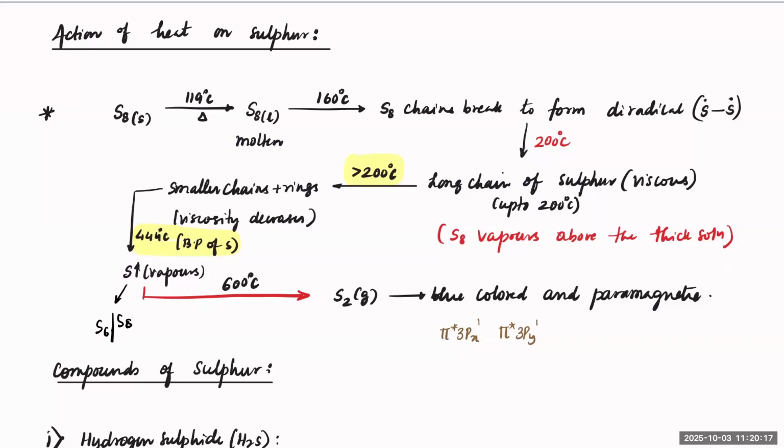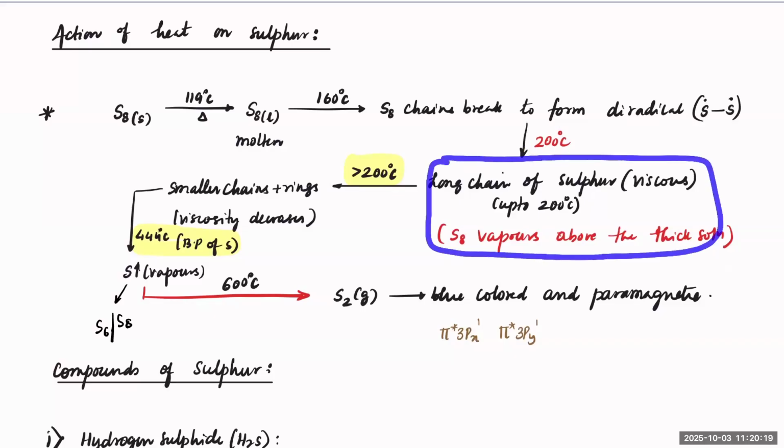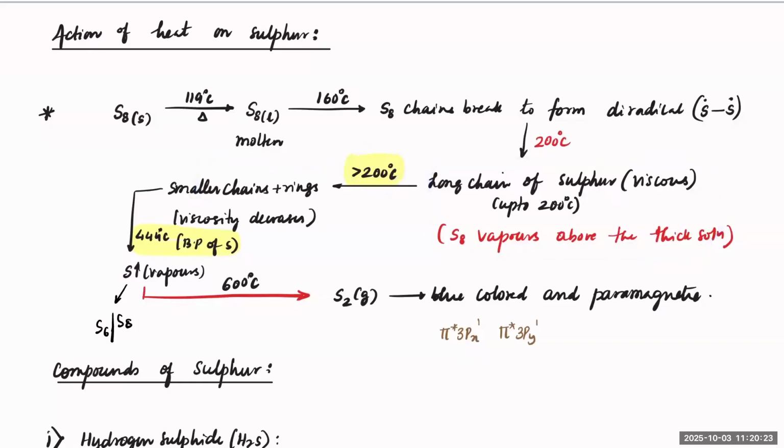So up to 200 degrees, the viscosity starts increasing. And as you start crossing 200 degrees, the viscosity starts decreasing again. And as you reach the temperature 444, that becomes the boiling point of sulfur, where everything will convert into vapor. That is the boiling point of sulfur, and this will start vaporizing.